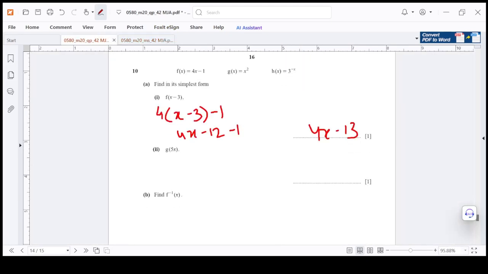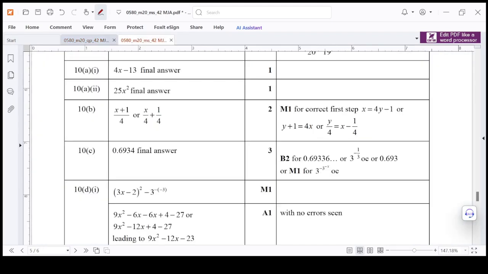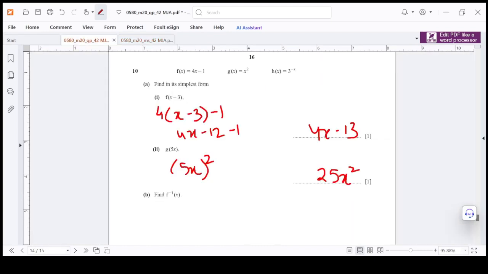Find g(5x). So you replace this x with 5x and then whole square it. 25x squared should be the answer. It is.